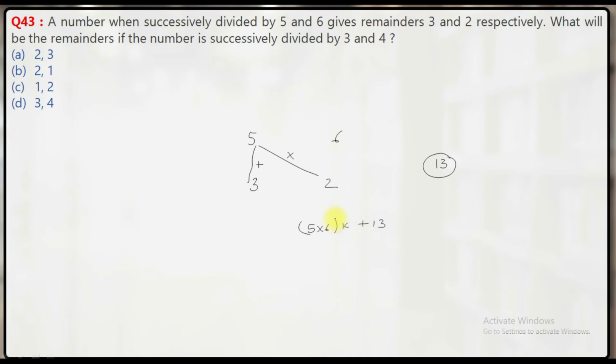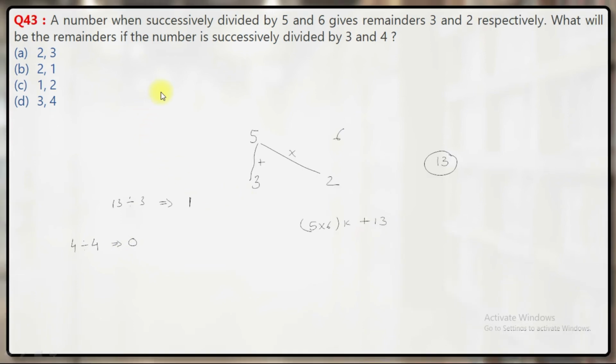Now the next part of the question says what will be the remainder if the number is successively divided by 3 and 4. So when you divide 13 by 3, what's the remainder? It's 1. So what was the quotient here? 4. So now this 4 should be divided by 4. What is the remainder? 0. So the answer should be what?